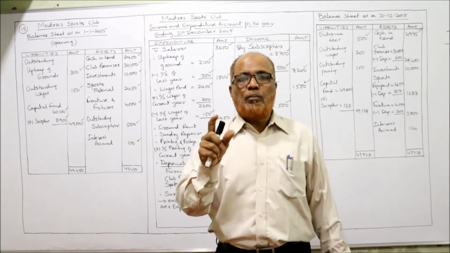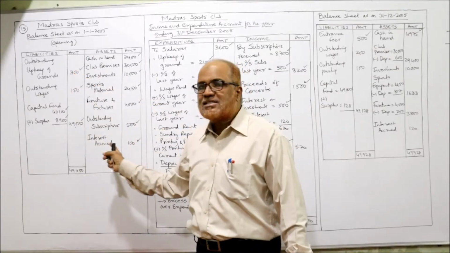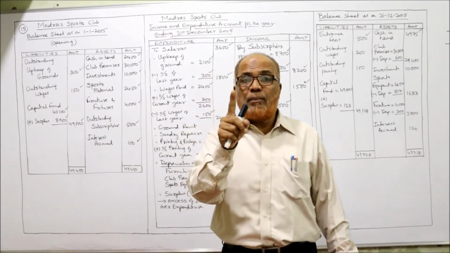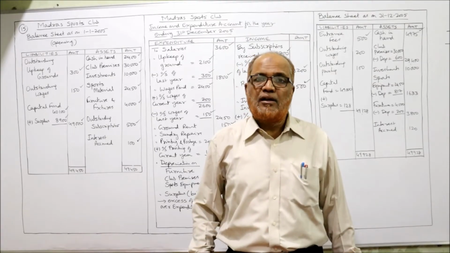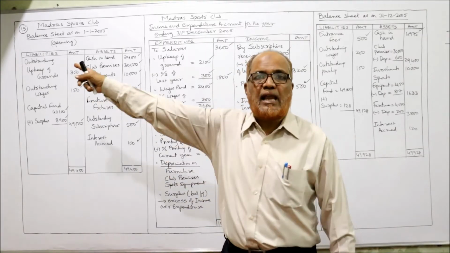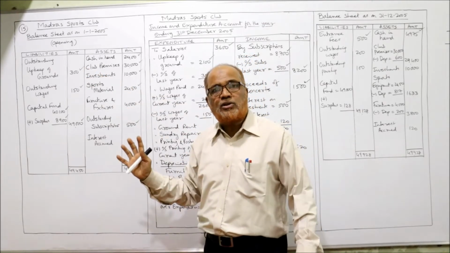It is asking you to make the opening balance sheet. I have prepared the opening balance sheet, and the balance sheet is tallied. The only thing you have to remember is which item should be taken on the asset side and which item is a liability. The outstanding payable is a liability. The outstanding receivable is an asset. That point you have to remember.